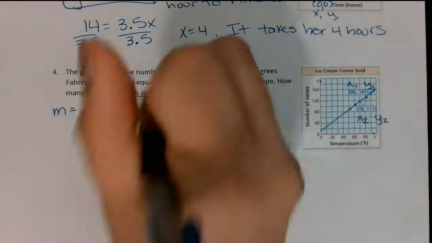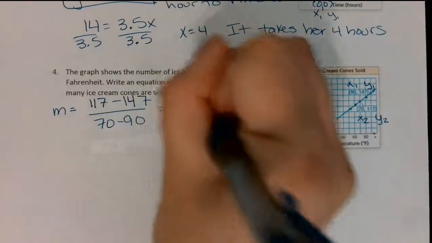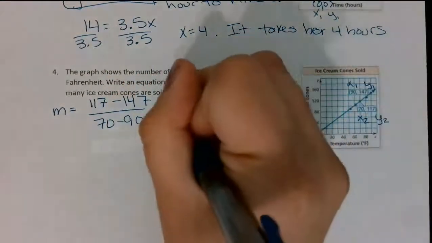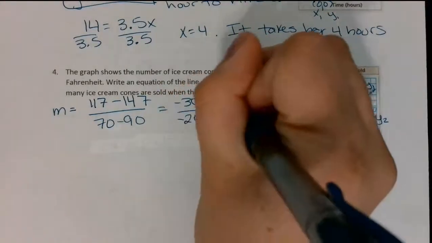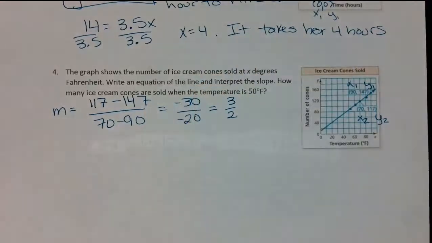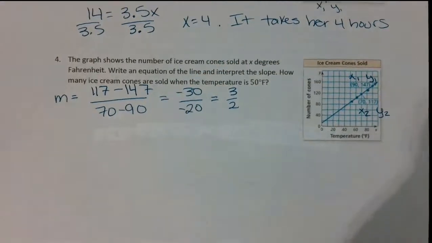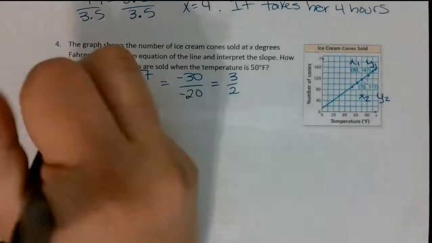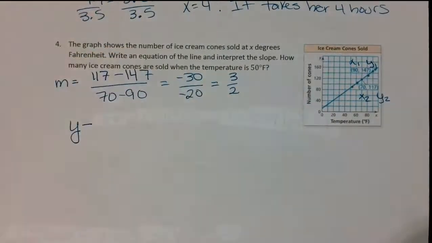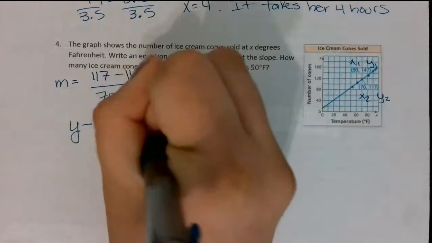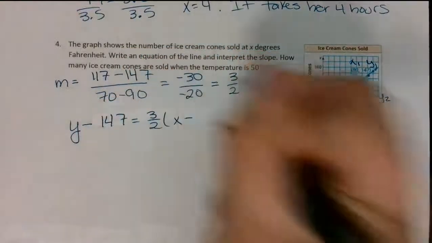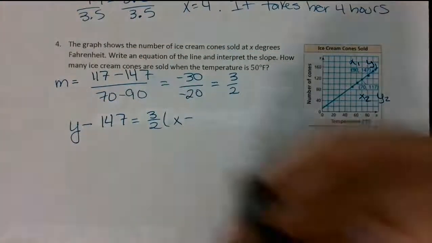Then I want to subtract. On the top, I get negative 30. On the bottom, I get negative 20. I can simplify. Both of these numbers are divisible by negative 10. So I get positive 3/2 for my slope. Now that I have my slope, I want to plug in my point slope formula. So I'm going to do y minus y1, which is 147, equals 3/2 times x minus x1, which is 90.